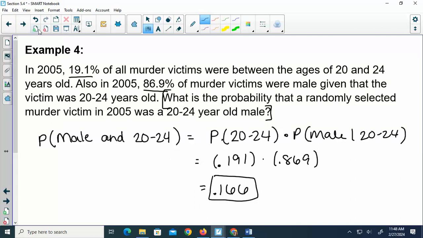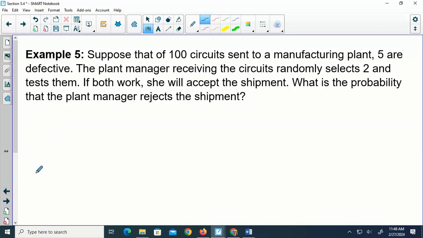Let's look at another one. Suppose that of 100 circuits sent to a manufacturing plant, 5 are defective. If the manager receiving the circuits randomly selects 2 and tests them, if they both work, she will accept the shipment. What's the probability that she rejects it? Is it going to be easier to find the probability that she accepts it or that she rejects it? She accepts it if they both work. She would reject it if they both are bad, or if the first one's bad and the second one's good, or if the first one's good and the second one's bad.